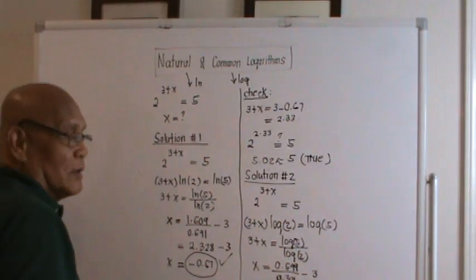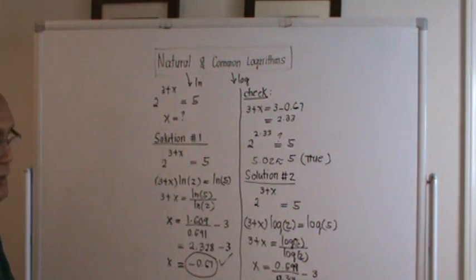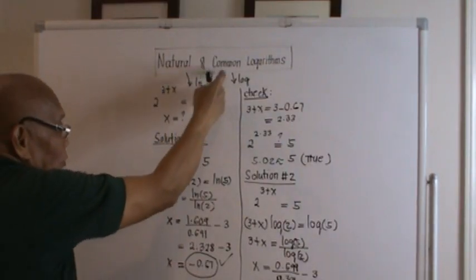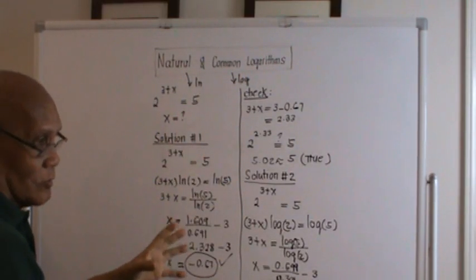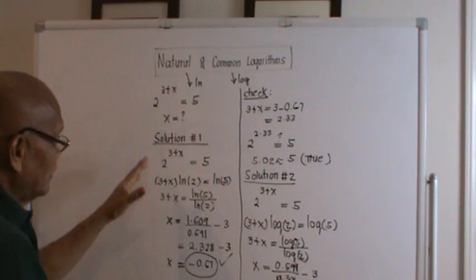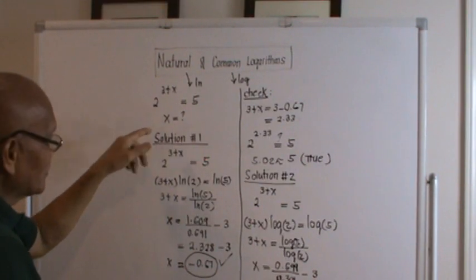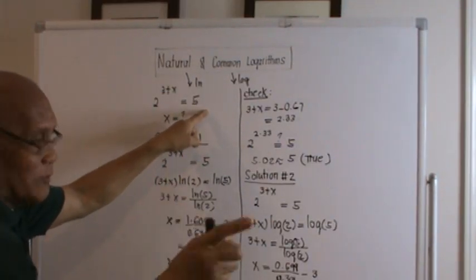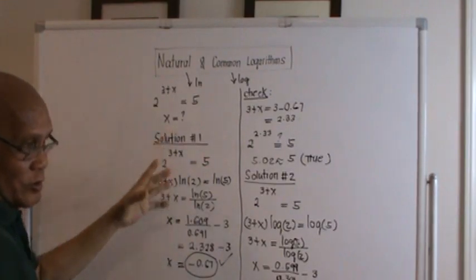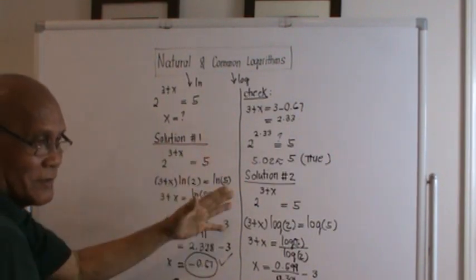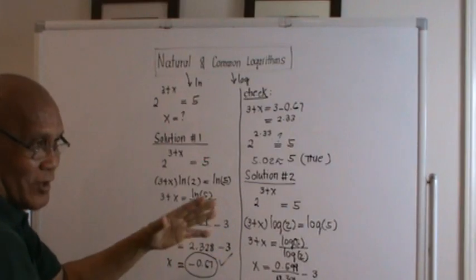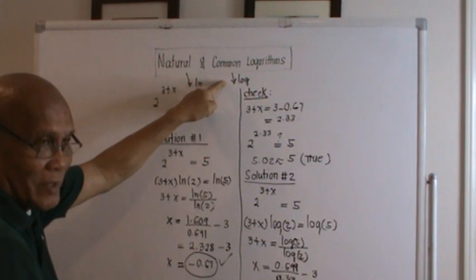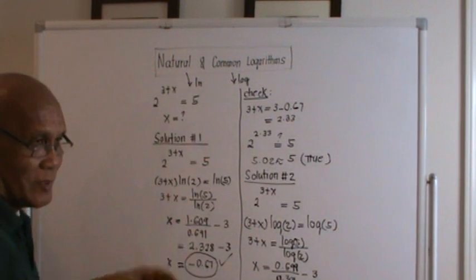So this is true. It is correct. Okay guys, that's the concept of natural and common logarithms and the solution of a problem. If we are given a problem something like 2 raised to 3 plus x equal to 5, and the problem is asking for the value of x, so if the unknown is in the exponent, it's a must that we use either natural logarithm or common logarithm in the solution.